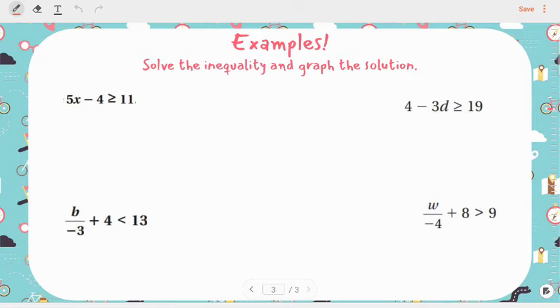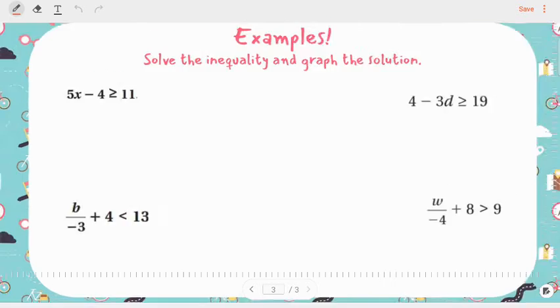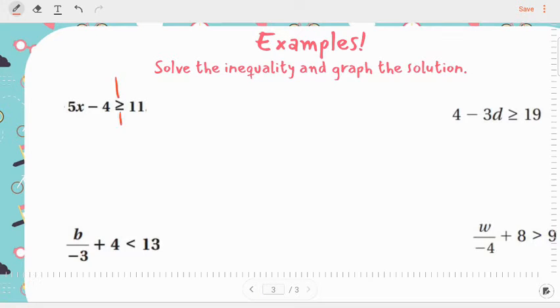So example number one. Remember, every time I see a problem, I'm going to draw my line down my inequality sign, and I'm going to undo my operations. I'm going to identify my variable that I want to solve for, and I notice I have two things to get rid of. Remember, I get rid of whatever is further away first, so I'm going to get rid of this minus 4 with addition. So underneath the minus 4, I'm going to write plus 4.